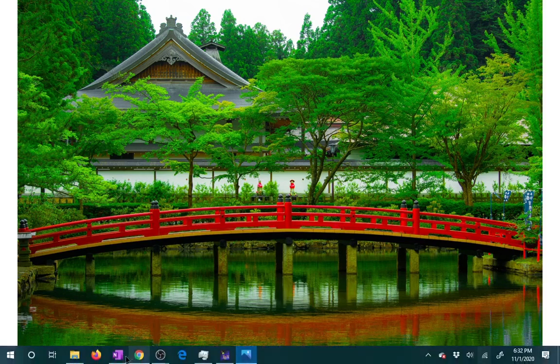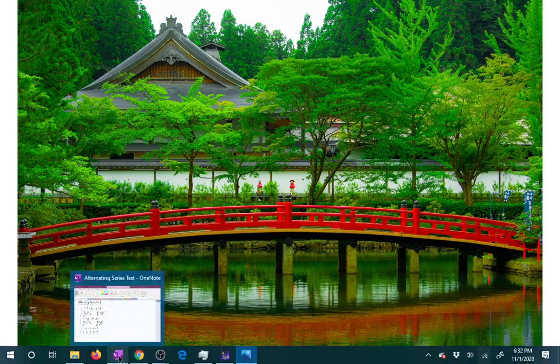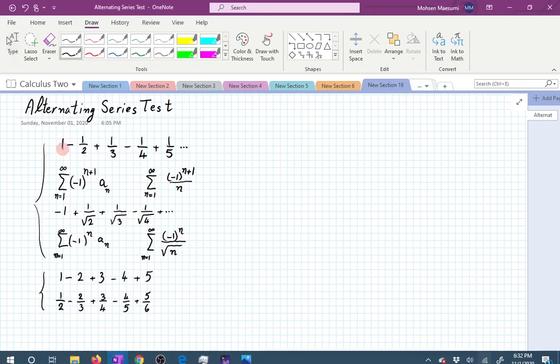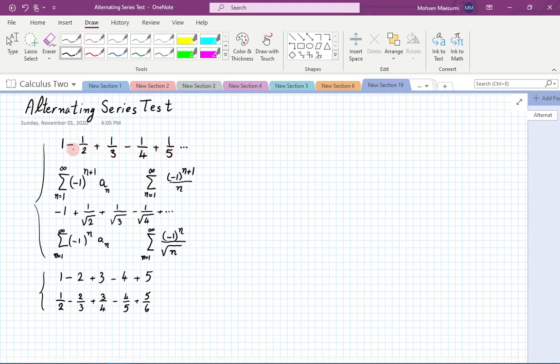Let's go ahead and take a look at this basic topic. Okay, alternating series. Here I have written some examples so that you can immediately see what we are talking about. It's a series where the terms alternate in sign. So 1 minus a half plus 1/3 minus a fourth plus 1/5. That's an example of an alternating series. You could start with positive or you can start with negative.